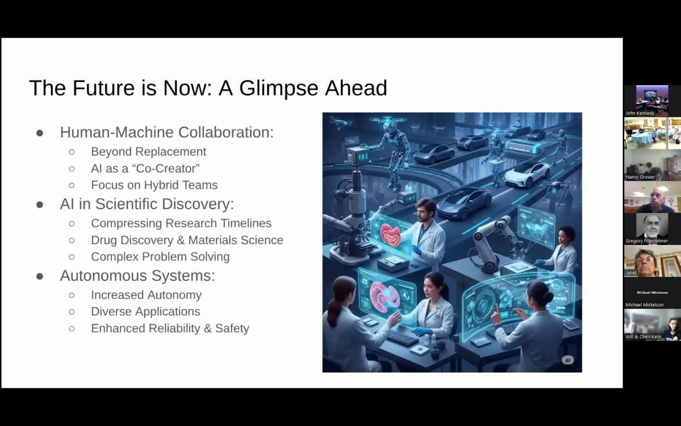So the future is now. This is a glimpse at kind of what's happening now and in the near future. Human-machine collaboration, it's beyond a replacement. The narrative is shifting from "AI is taking our jobs" to "AI is augmenting human capabilities." AI is becoming a powerful partner, enhancing our productivity, creativity, and problem solving.